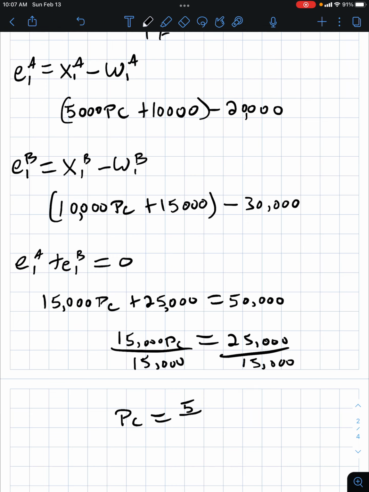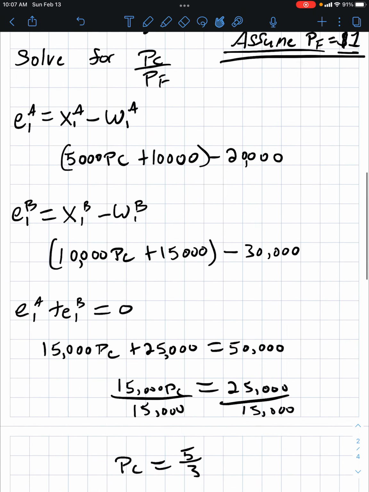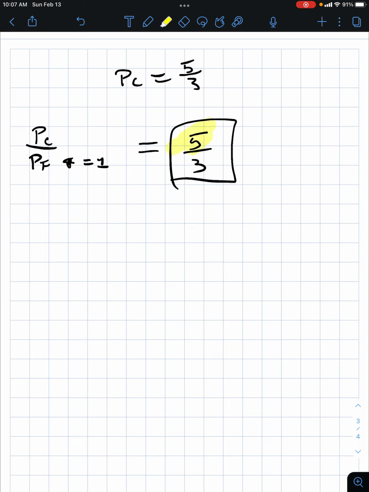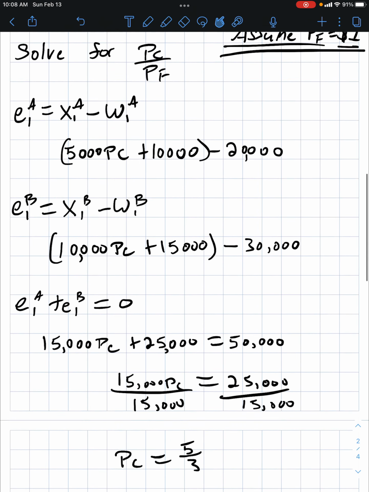We get PC equal to 5/3. And remember that we're solving for PC over PF. PC over PF is what we're looking for, and we are assuming that PF is equal to 1. So then our relative price ratio is just going to be equal to 5/3. And this is our solution to the problem.